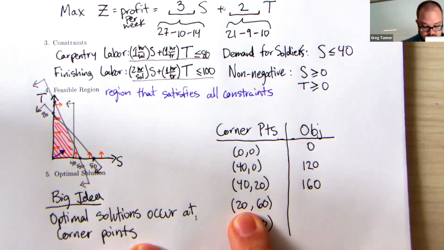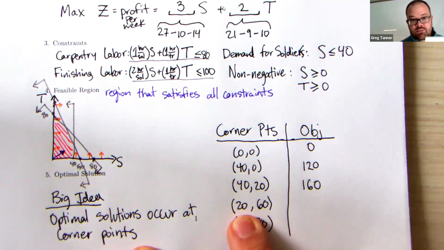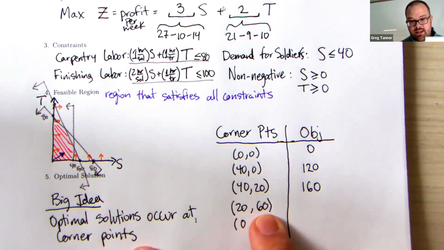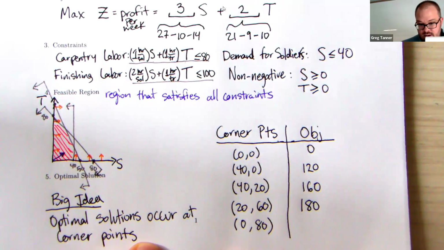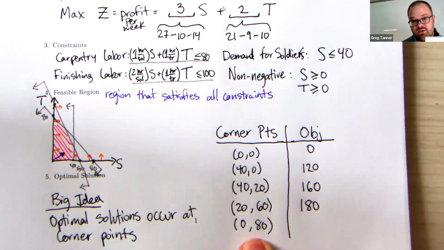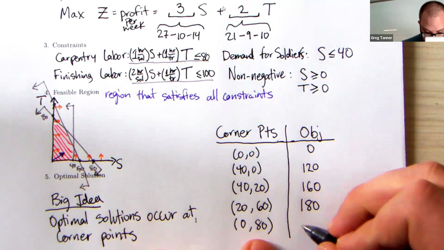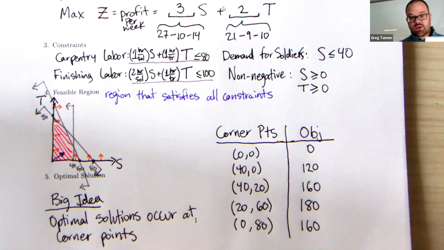At this corner point, there's 20 times 3 or 60 as our profit from the soldiers, and 2 times 60 or 120 as the profit from the trains. Adding those together, that gives a total profit of 180. Our last corner point, we make no soldiers and all trains. And if we make all trains, we'll get 2 times 80 or 160 as the total profit there. Okay, so I've got 5 corner points.